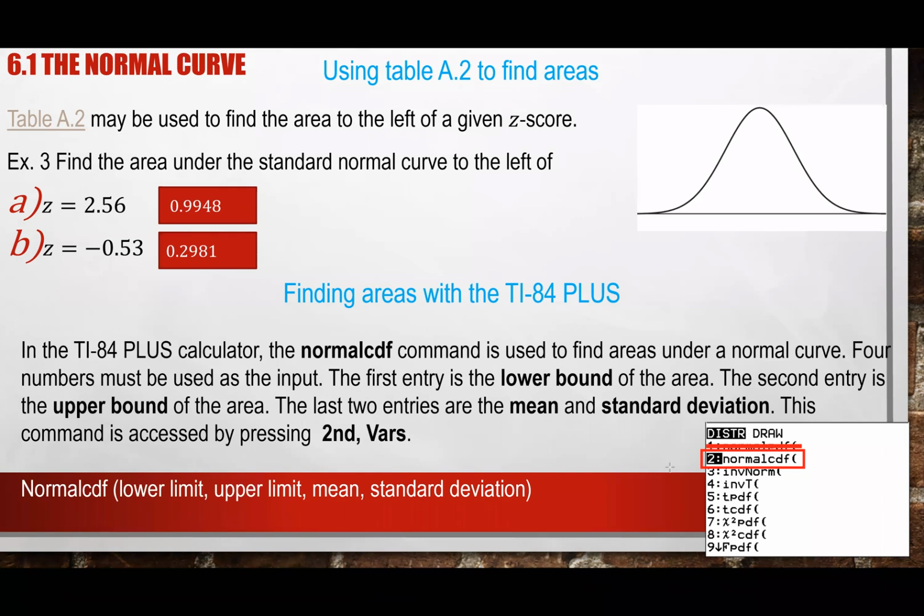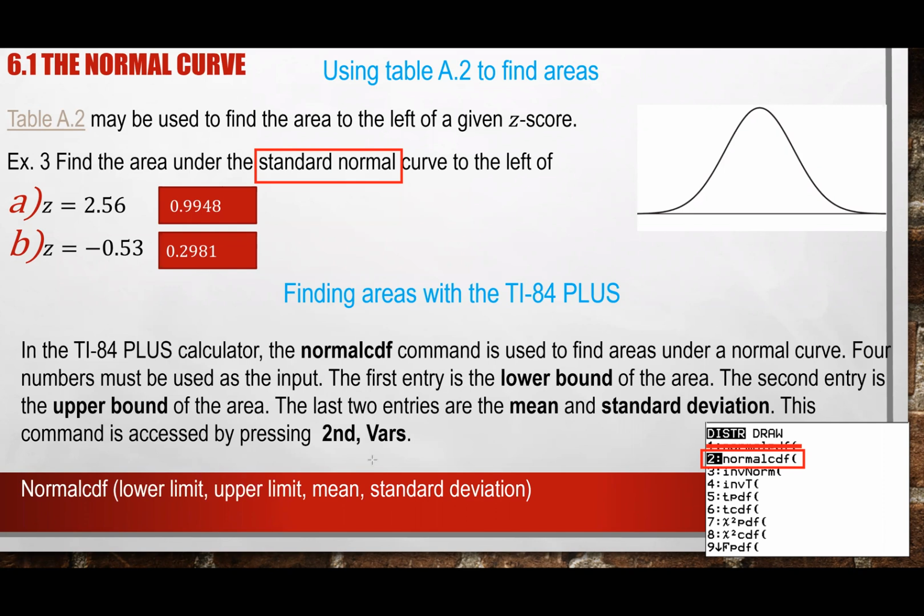There are 4 items that you will need for your normal CDF. The first is your lower limit, the second is your upper limit, the third is your mean, and the fourth is your standard deviation. If it's a standard normal, your mean will be 0 and your standard deviation will be 1. If they tell you to find the standard normal and they don't give you the mean and standard deviation, or they say the standard normal curve, the mean is 0 and the standard deviation is 1.